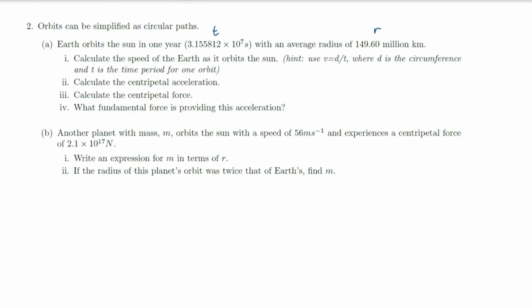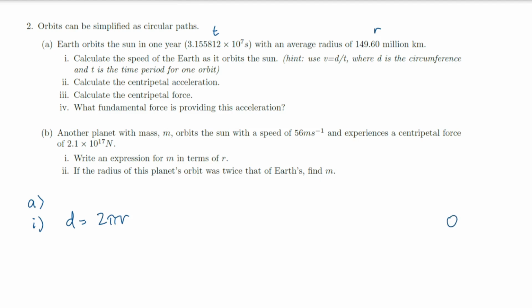Right, so in order to complete an orbit of the sun, the Earth needs to be moving with some velocity. And the hint is to use v equals d over t, but d is the circumference and t is the time period, so like 1 year. So let's do that now. So the distance the Earth travels in 1 year is 2 pi times the radius.